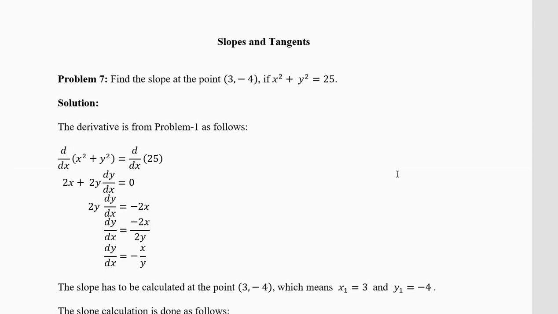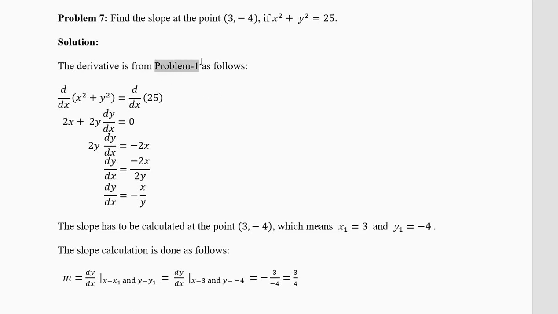Now we have done one full section on slopes and tangents. Look at my previous video and my previous handout. Find the slope at the point (3, minus 4) if x² plus y² equal to 25. Now this is your second question, problem number 2. So first find the derivative. dy/dx is minus x by y. Look at problem number 2. Now there is no tangent in this question. Read the question again. Find the slope.